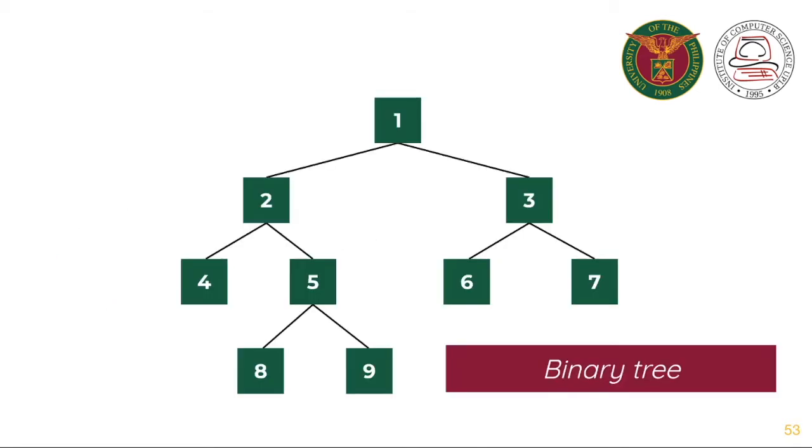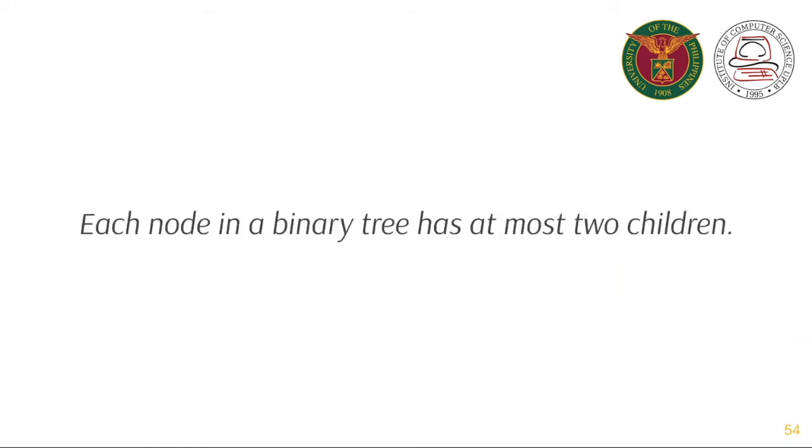One kind of tree is a binary tree. Here's the structure of the binary tree. Each node in a binary tree has at most two children. The order or the arrangement of values in a binary tree is not important.